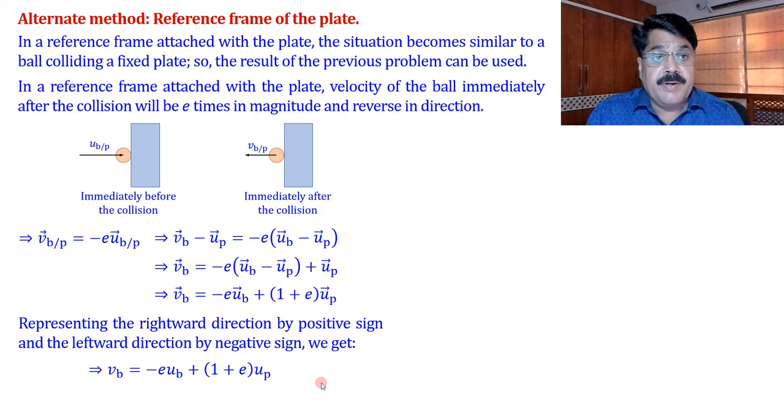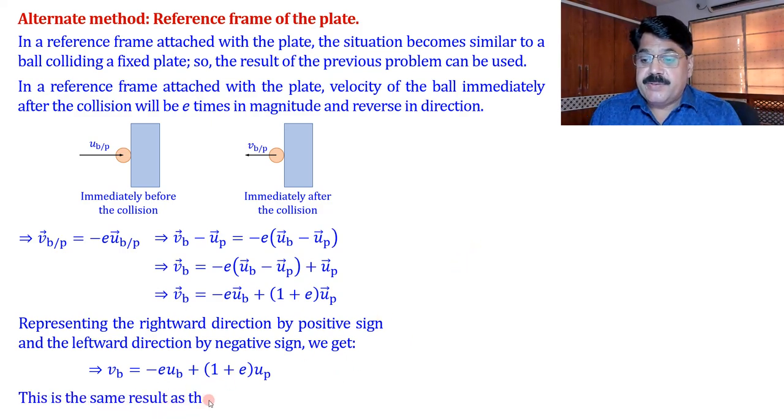So what is recommended is that whenever we have to consider collision of a lighter body with an infinitely heavy body, use the result of problem 5. Analyze the collision in the reference frame of the heavier body. In that reference frame, the relative velocity of the lighter body becomes reversed and e times. This is the same result as the previous one.